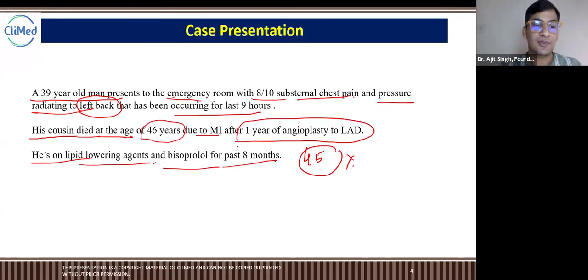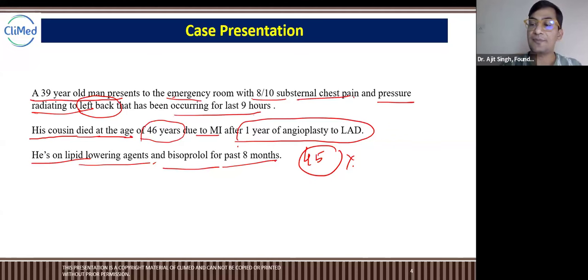You understood the case? Very simple case. Let's make it complicated. A 39-year-old man presents to the emergency room with left-sided chest pain and pressure radiating to the left back for the last 9 hours. His cousin died at the age of 46 due to MI after 1 year of angioplasty. So guys, tell me how these things are relevant. Why are they relevant to know?